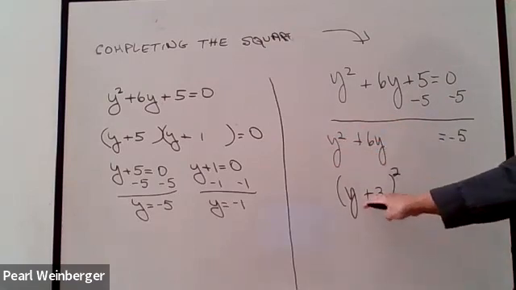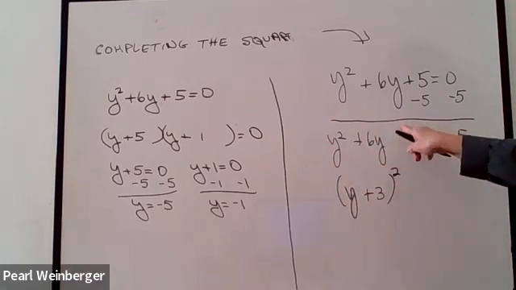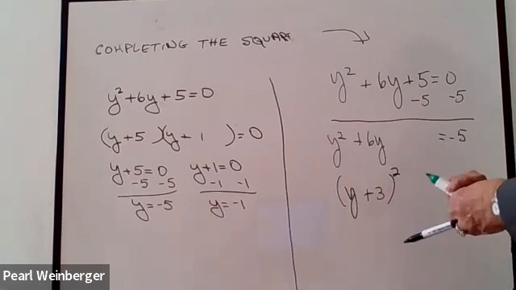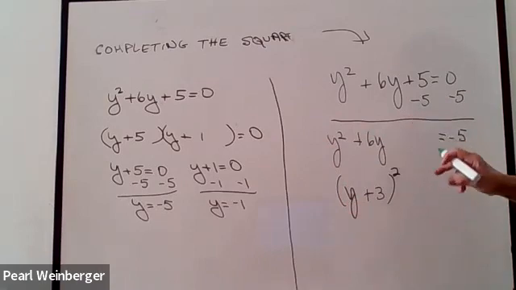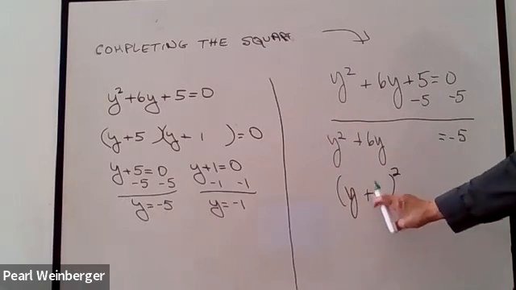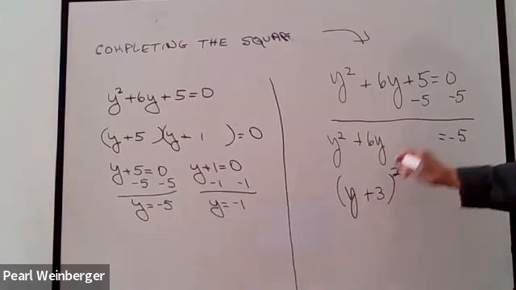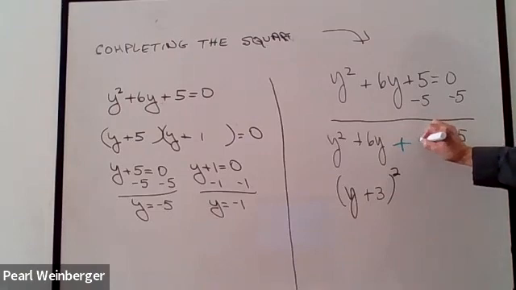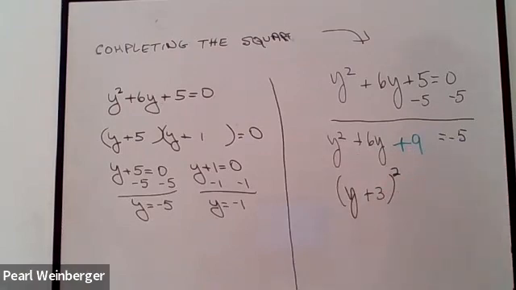Just like what we did before, we're figuring out what we should add to make this a perfect square binomial. What number should we add to make this the best trinomial? And I know that I have to put the 3 inside the parentheses, and the number that goes over here, just like we did before, is 3 times 3, which is 9. I'm going to have to add 9 in order to make this into the y plus 3 squared.